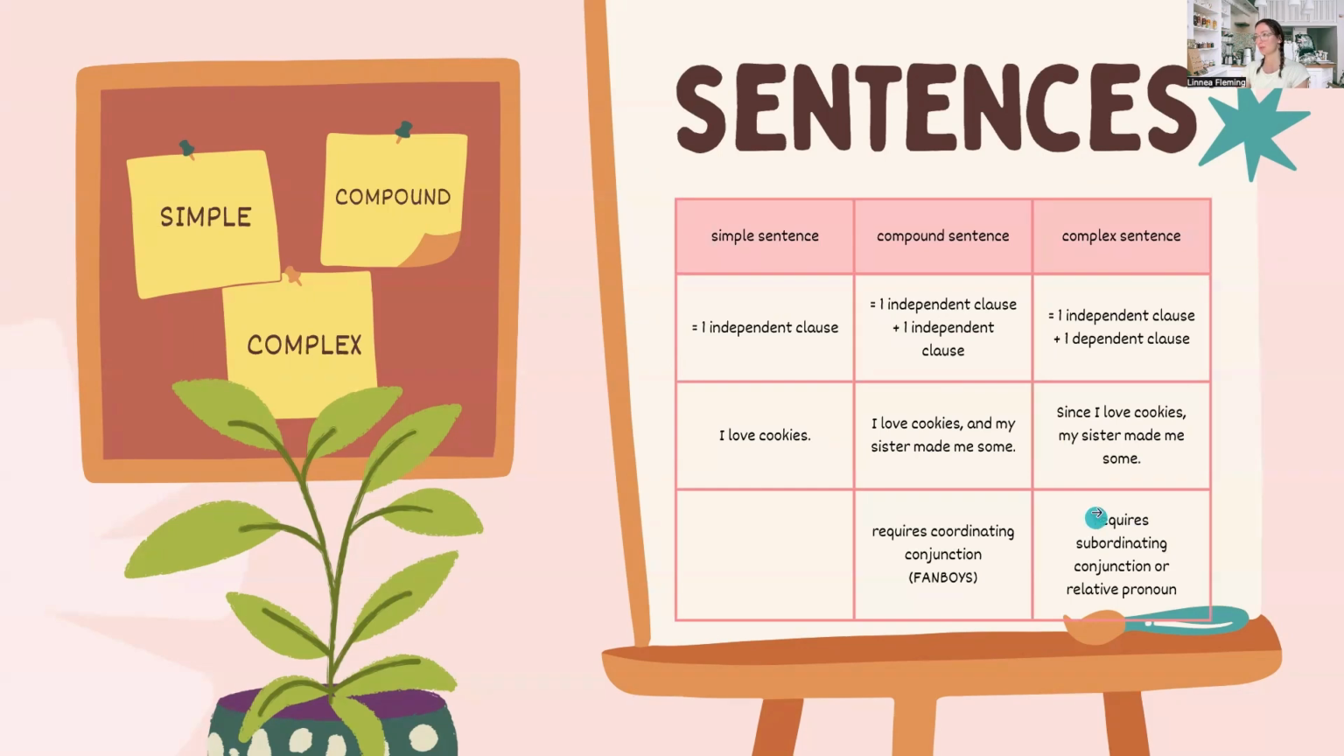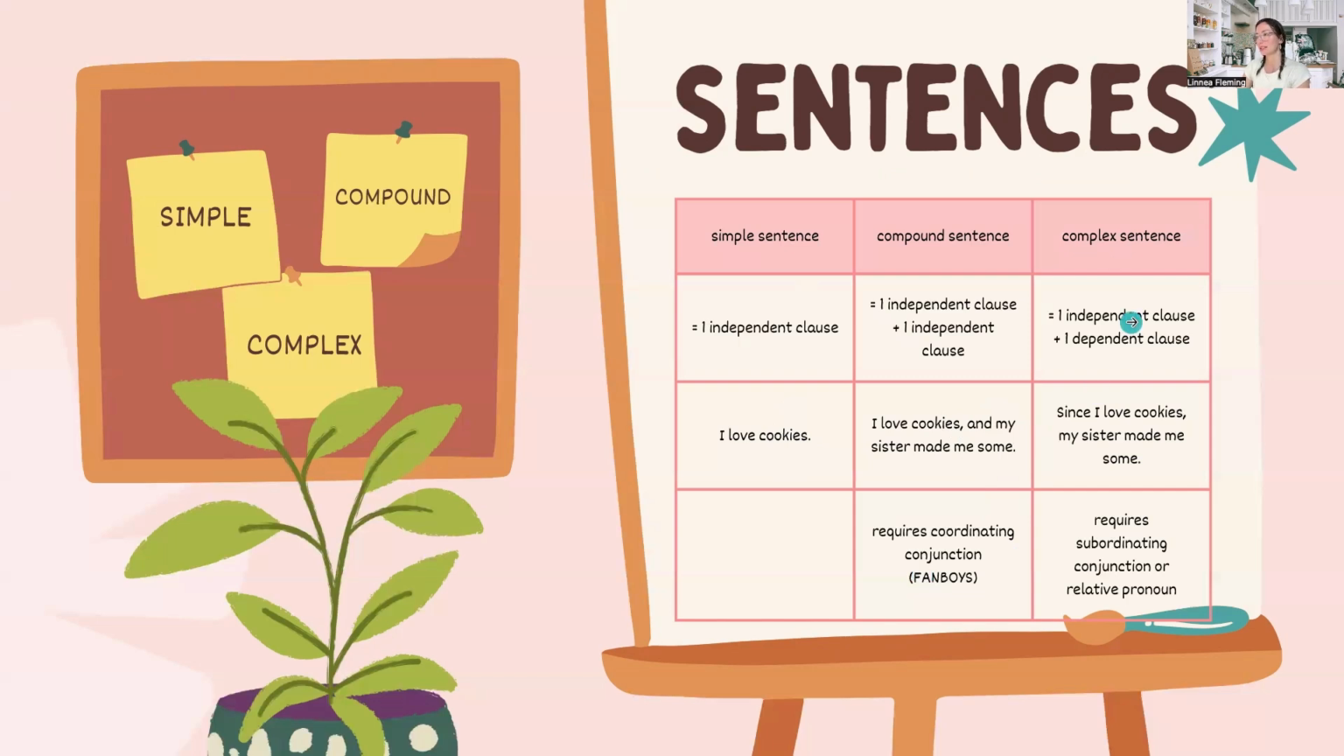So let's go ahead and read these examples. The simple sentence, I love cookies, it's just one independent clause, one sentence. The compound sentence, I love cookies and my sister made me some. This is still one sentence, but we have two separate clauses with two separate subjects and two separate verbs. Compound sentences are combined by fanboys.